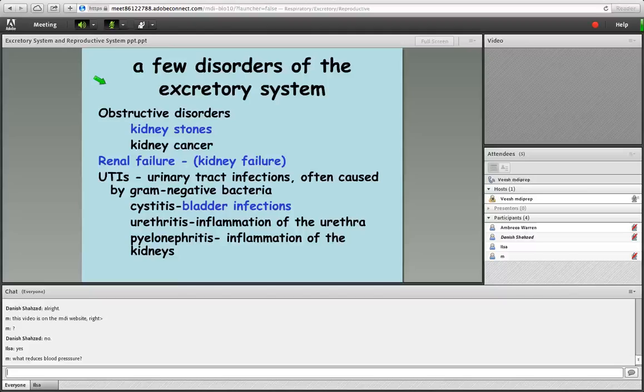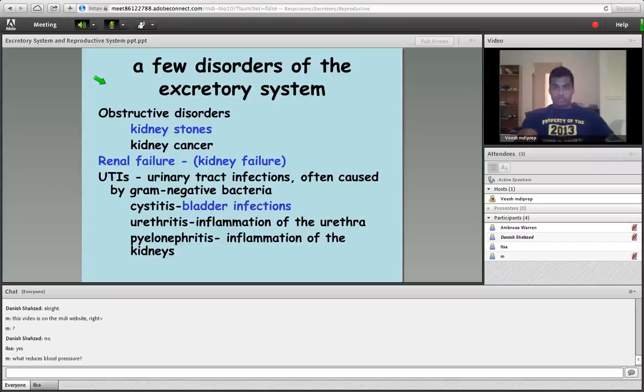Moment, what are you asking? What reduces blood pressure? Are you asking medication wise, or what reduces blood pressure in our body?